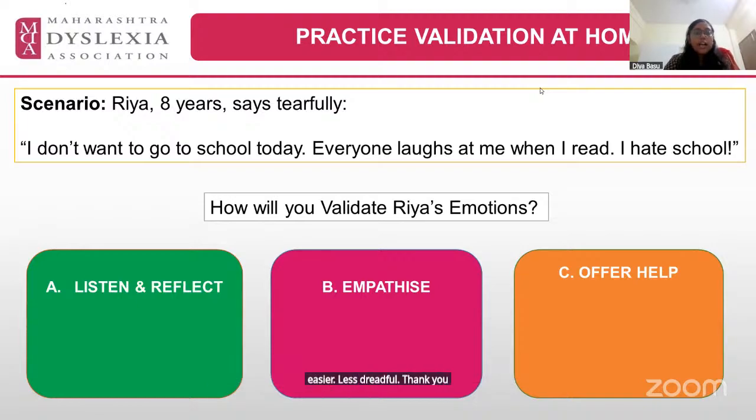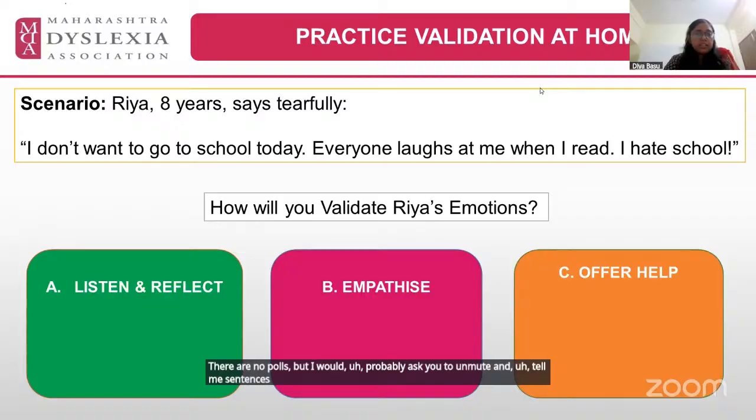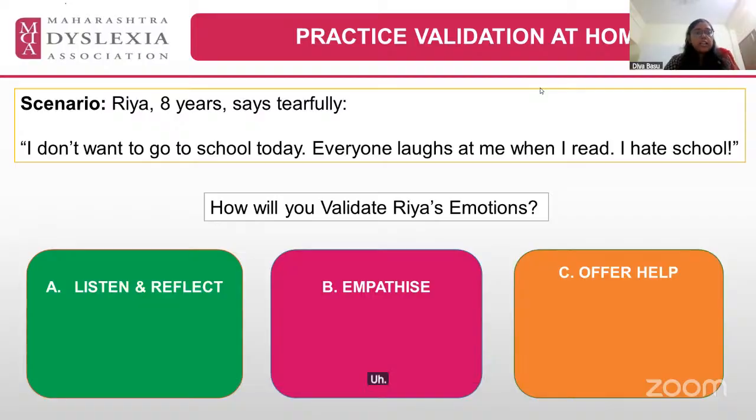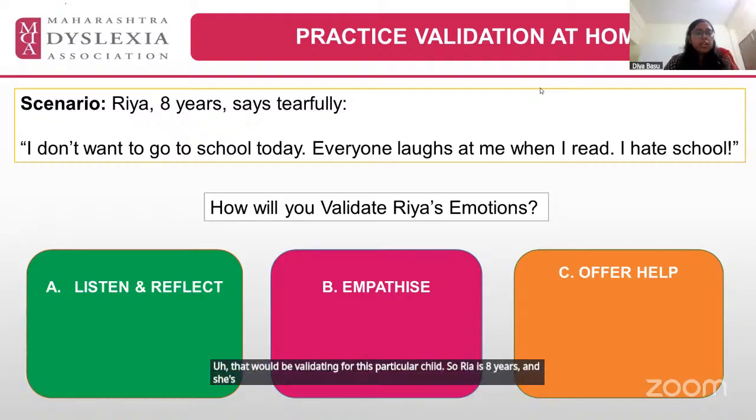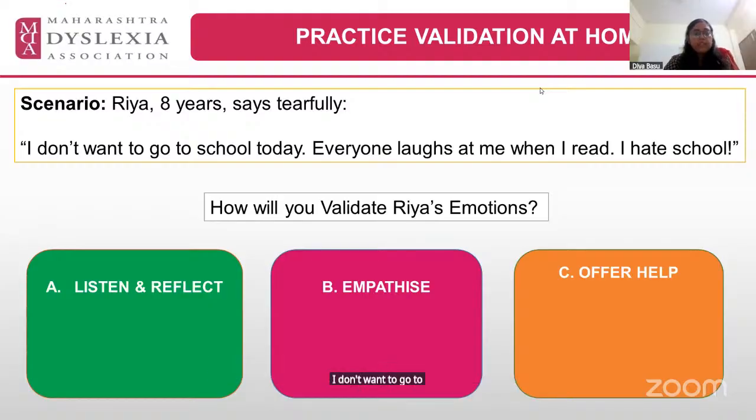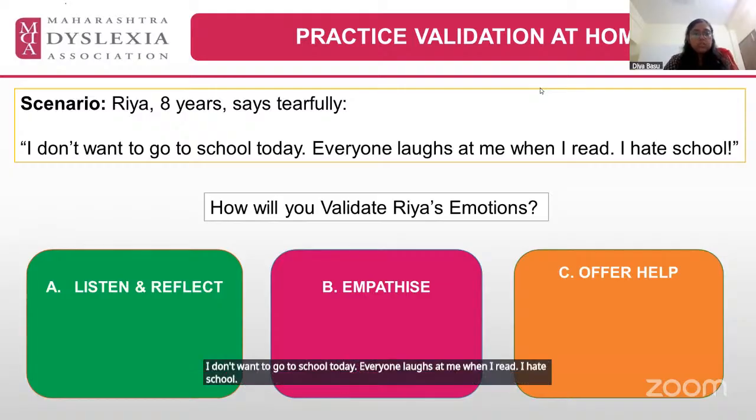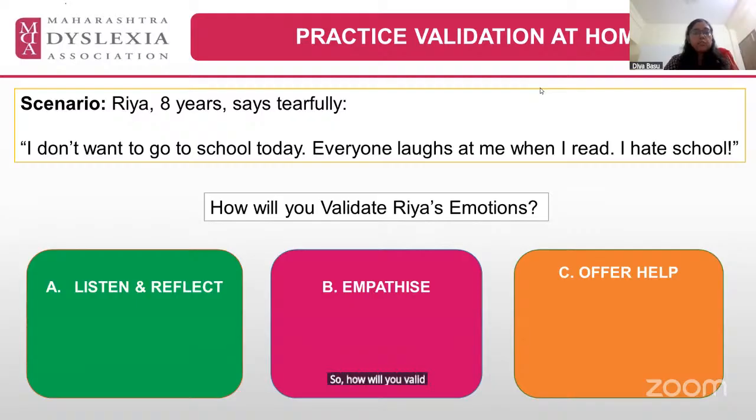Thank you. So now we have this case scenario. There are no polls, but I would probably ask you to unmute and tell me sentences that would be validating for this particular child. So Ria is 8 years old and she's saying tearfully, "I don't want to go to school today. Everyone laughs at me when I read. I hate school." So how will you validate Ria's emotions? In one sentence, okay? I will give you a couple of minutes to think about it.